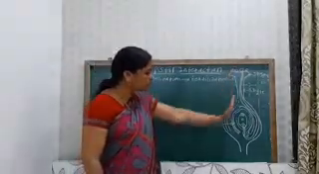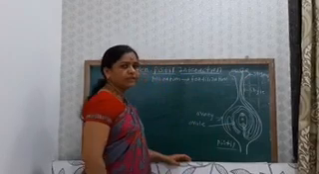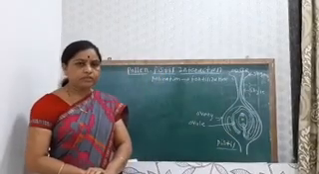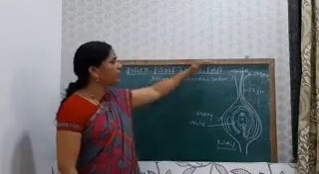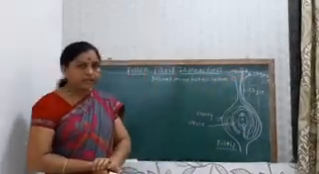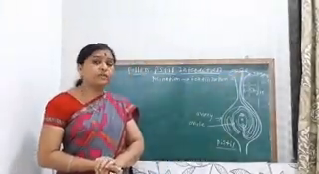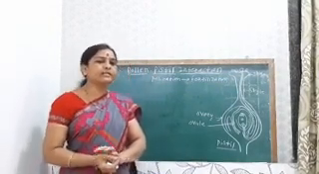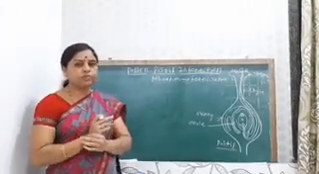This whole structure is known as the pistil: stigma, style, and ovary, inside which the ovule is present. We have seen the structure of the ovule also. When the pollen grain falls on the stigma, germination of the pollen grain takes place. We have also seen how germination takes place, mainly by the formation of the pollen tube.